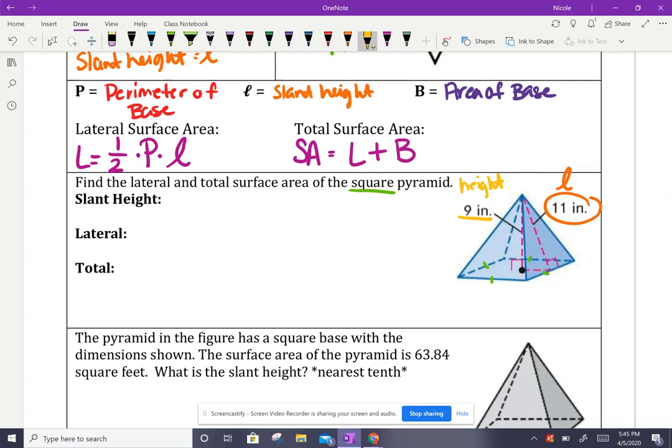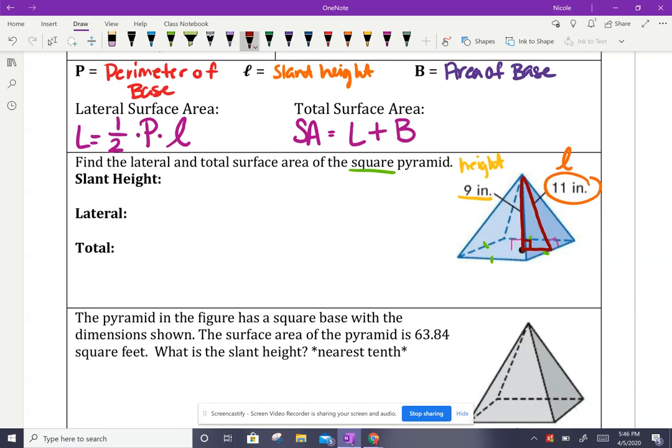So I want to highlight, maybe I'll do this in a different color, this dark red. My height hits right at the center of my base and can be connected to the side and connect with our slant height and create a right triangle. Now that right triangle is going to help us find something about our base. So I'm just going to sketch that out a little bit. Right triangle, the height is 9, the slant height is 11.